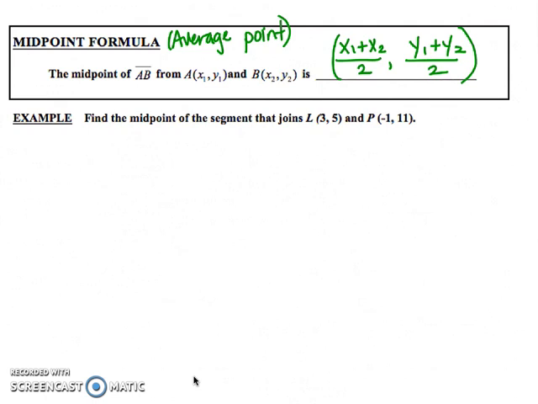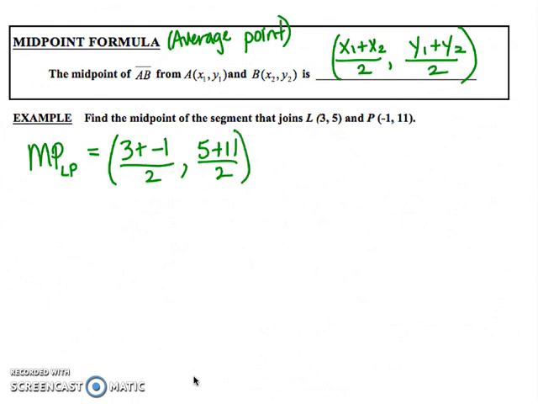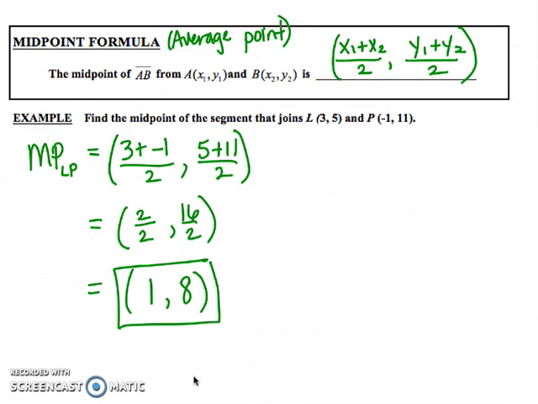So for our example, let's find the midpoint of the segment that joins L and P. So our midpoint of LP is going to be equal to our x values added, 3 plus -1, divided by 2, and our y values added, 5 plus 11, divided by 2. 3 plus -1 is 2, 5 plus 11 is 16, and then finally 2 divided by 2 is 1, and 16 divided by 2 is 8. So our midpoint is the point (1, 8).